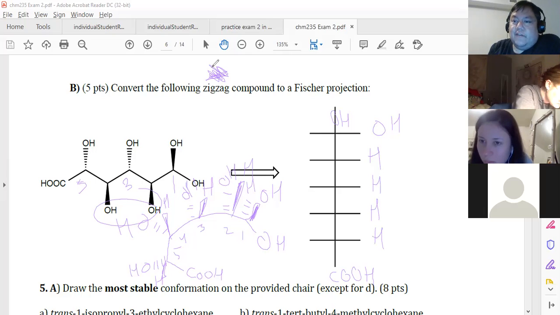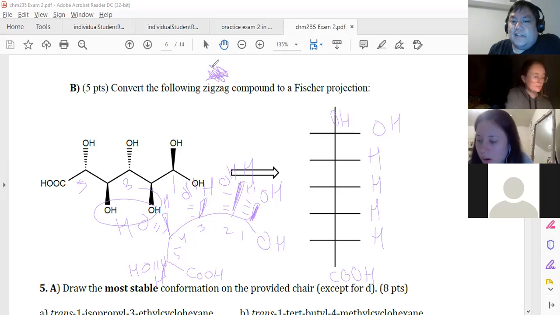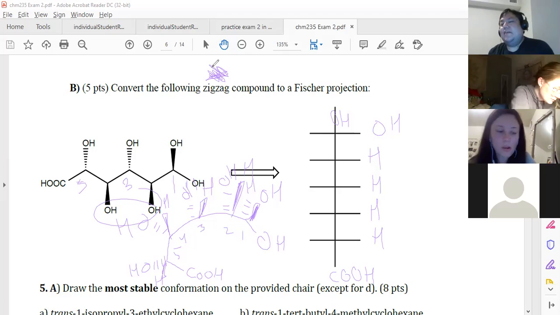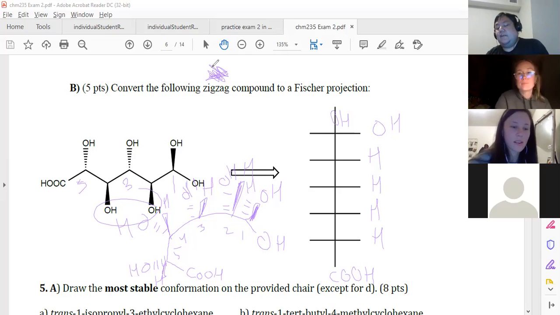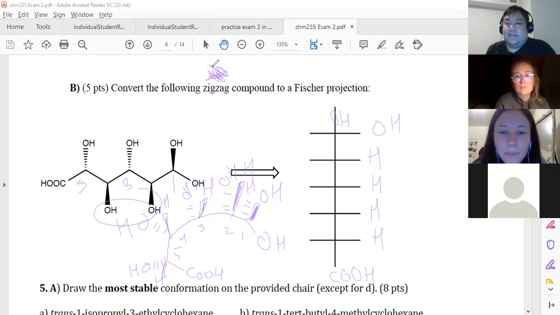Does she have an answer key for this? Yes. Could you double check that to make sure? This is the one thing that I always feel just a little dicey on because I don't use Fisher projections anymore. It never arises. I'm going to look.